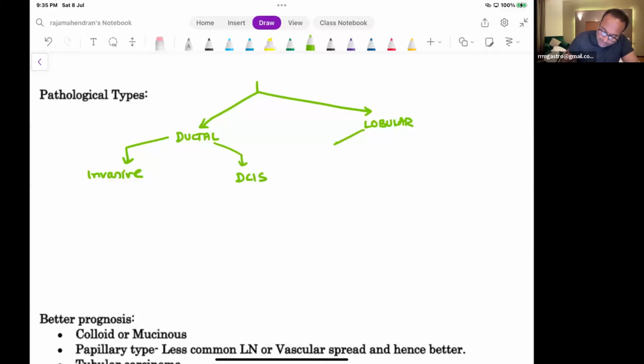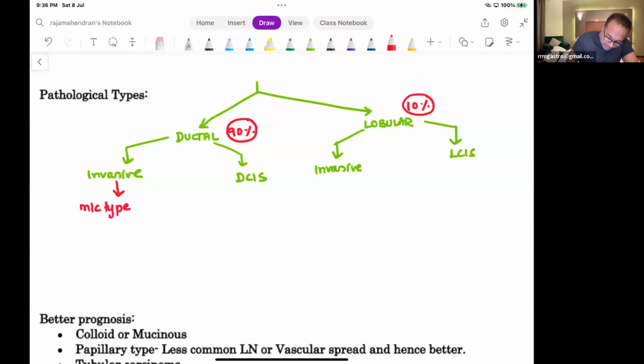Lobular can be divided into invasive and lobular cancer in situ. This is a 2 category. Now I want you to know what is the percentage. 90% of the cancers we see in practice are ductal. Only 10% are lobular. So invasive cancers, most common type.